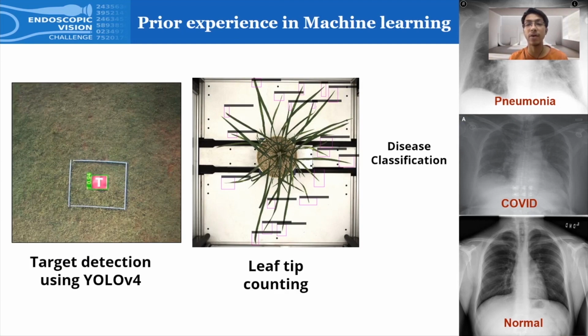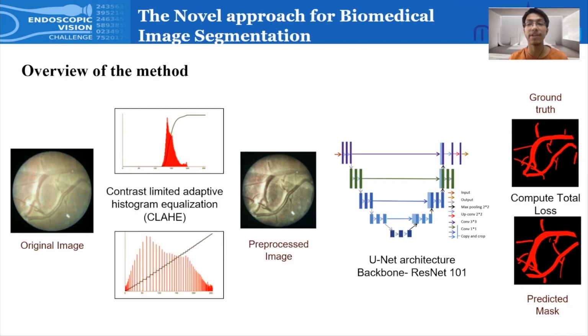Until now, I have worked on several projects. I have built models for various tasks for labs and companies. This involves a model for target detection from drones, and a model for leaf tip counting for the Agriculture Department of India. I also worked on disease classification, where I developed a state-of-the-art model for COVID-19 detection using chest CT scan images. This project motivated me to build computer vision applications for biomedical engineering. Now, I will briefly tell about the methodology that I used in this competition.